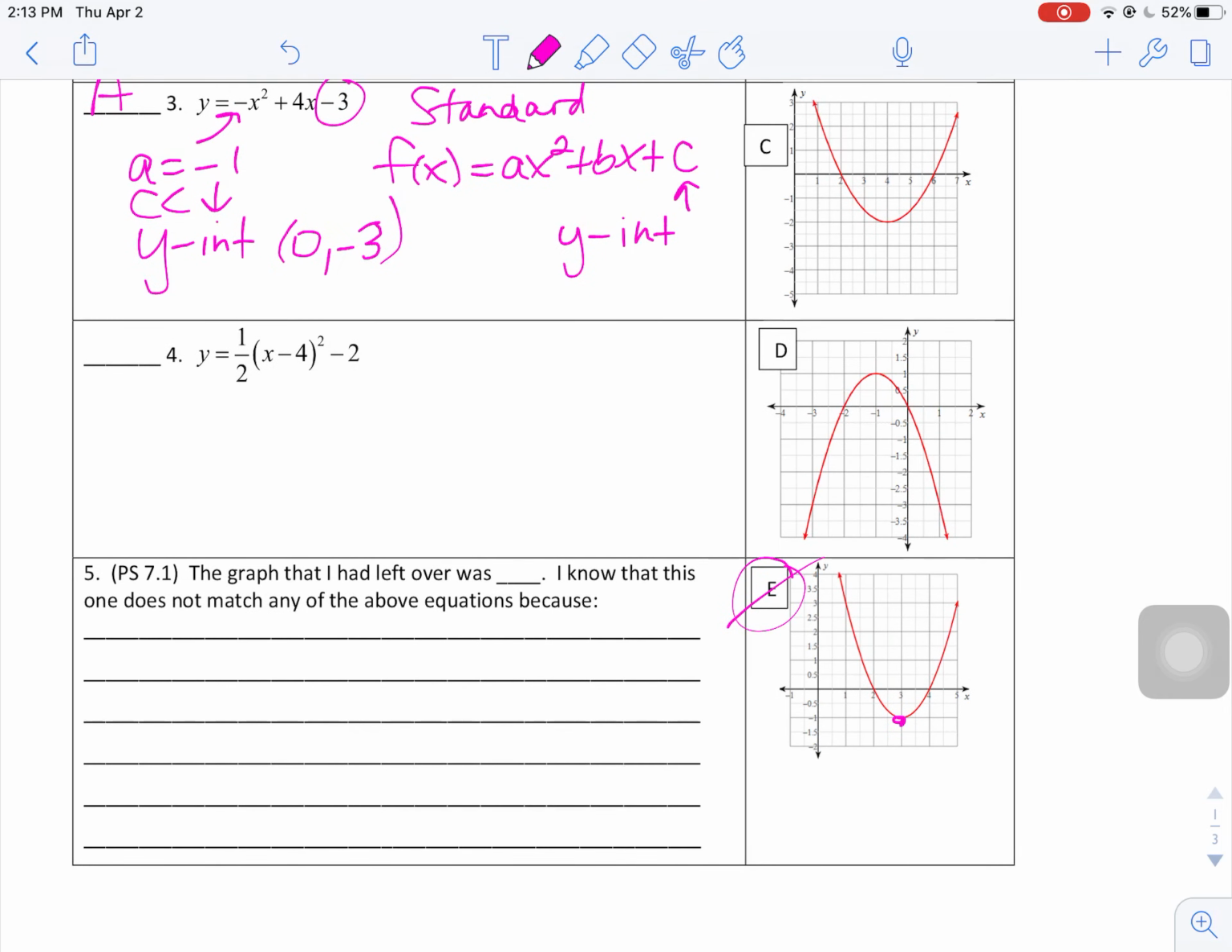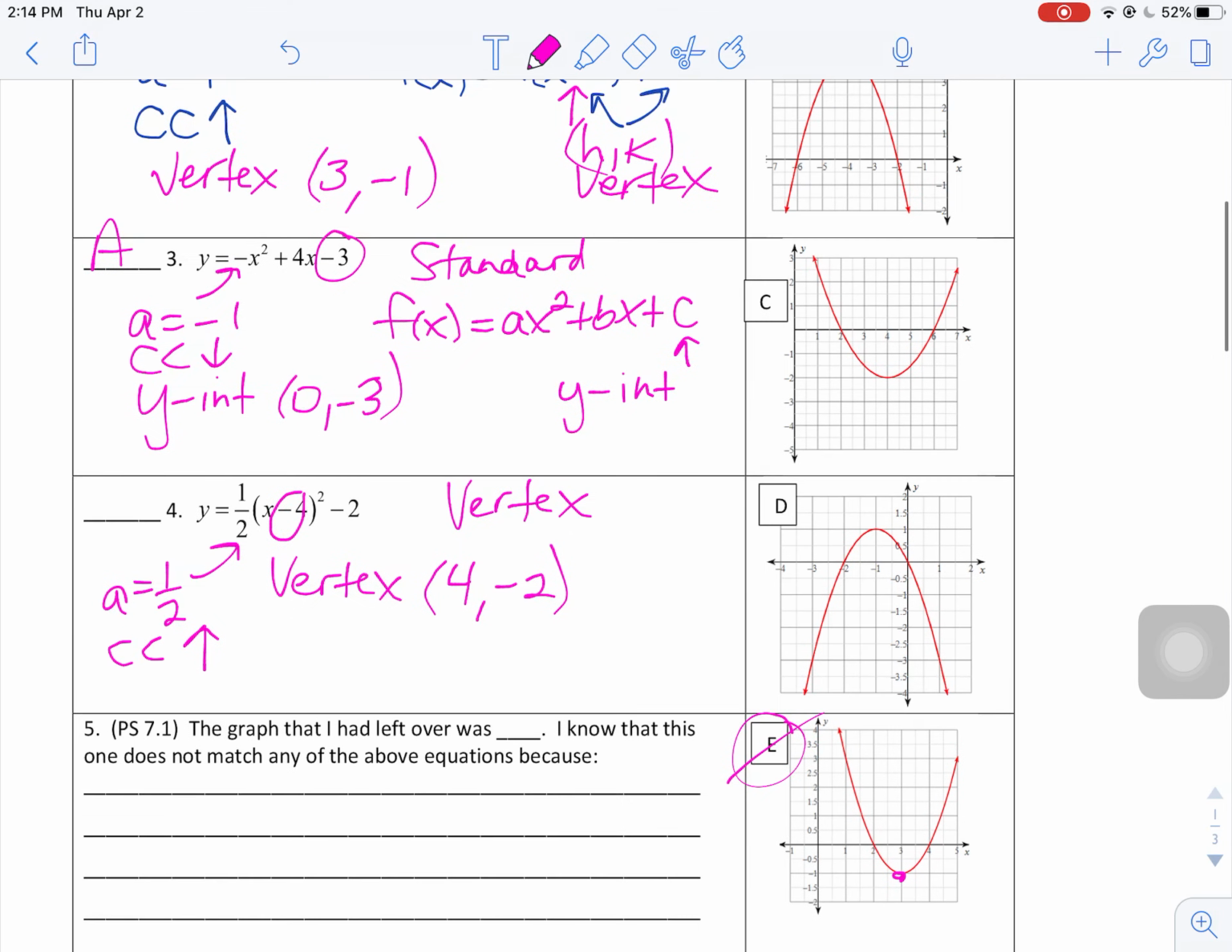On number 4, we're in vertex form again. So a value is a half, which is positive. So we're looking for a concave up graph. And then our vertex is going to be HK. So the opposite of the number in the parentheses, and then it matches the number in the back. So let's see here. Hopefully C works, because D looks like it doesn't work. Yep, there we go. Vertex at 4, -2, and it's concave up. So C works. So the graph I had left over was D.